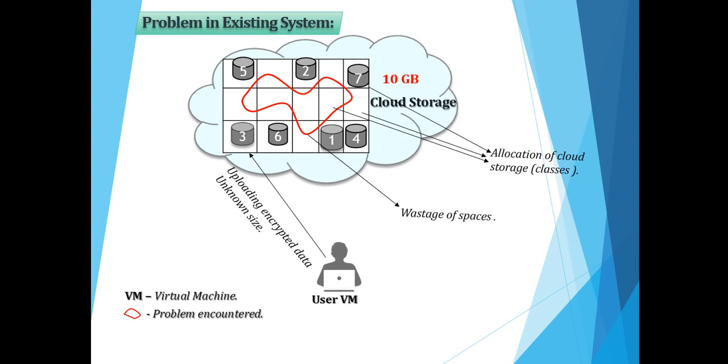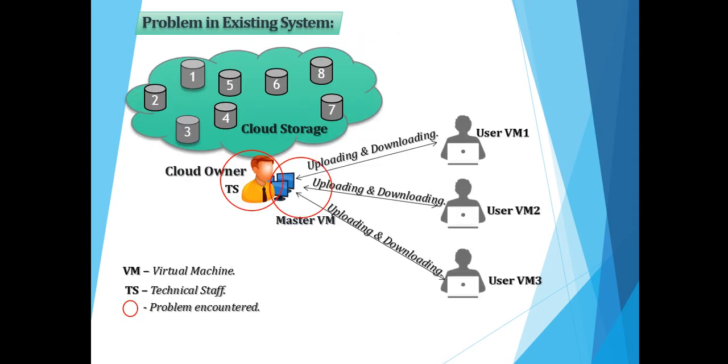So the red cross is displaying the remaining space, how they are not using the cloud storage, how they are wasting the cloud storage. In terms of virtual machines, VM1, VM2, VM3, a VM is nothing but a virtual machine. Several users are connected with the master. Here you can say the host virtual machine.